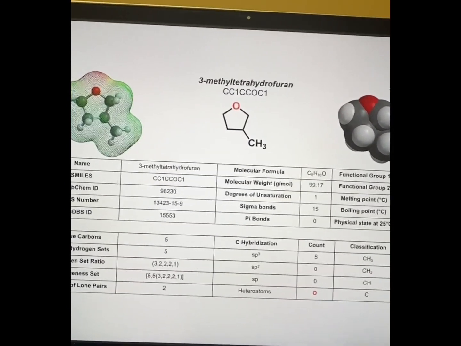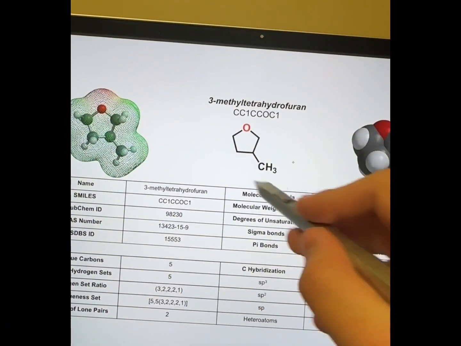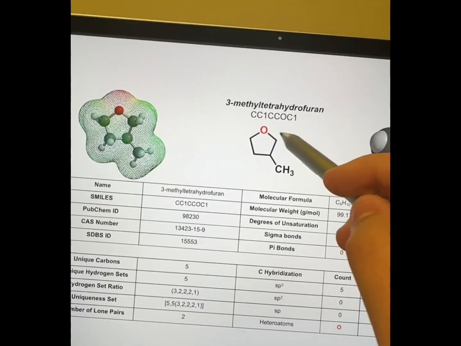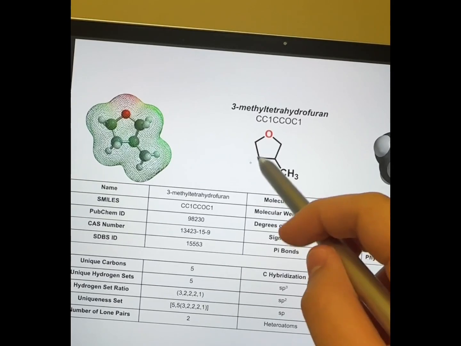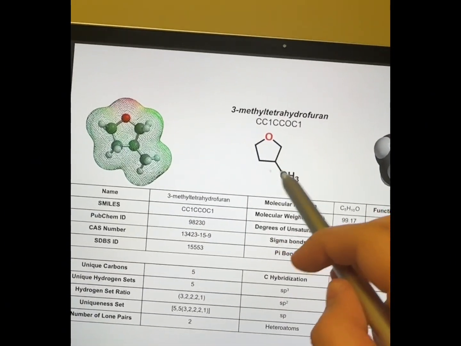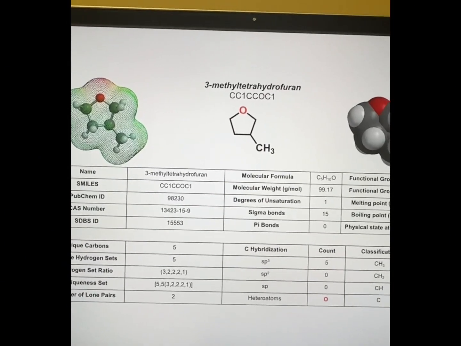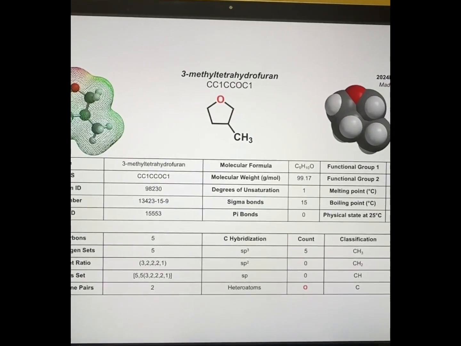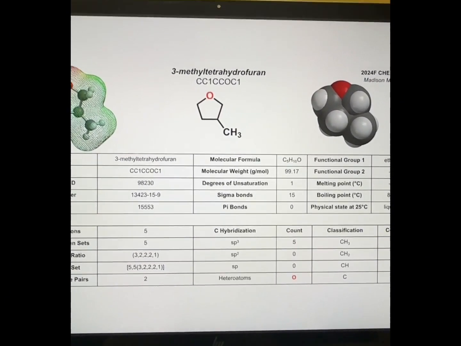We have 1 CH3, which is most clearly seen right here. We have 3 CH2, which again are these 3 right here, and 1 CH located here. There are no carbon atoms with nothing. There are no carbons with no hydrogens in this molecule.